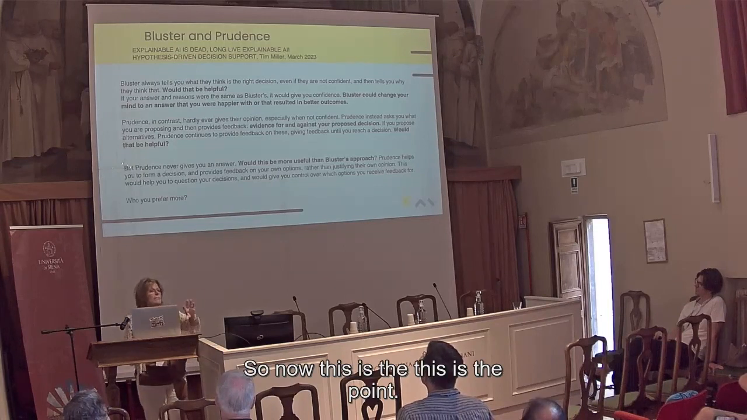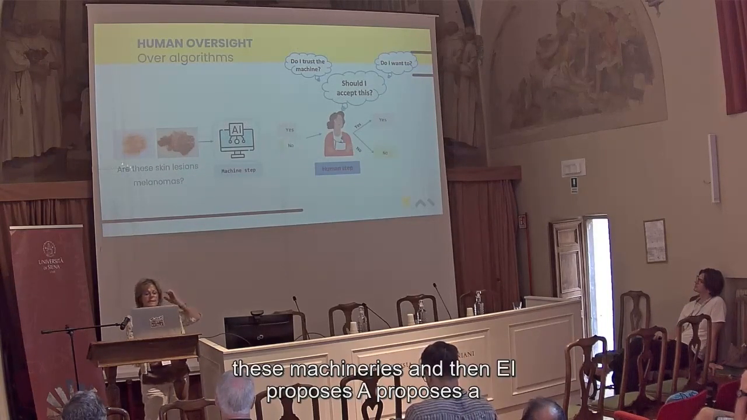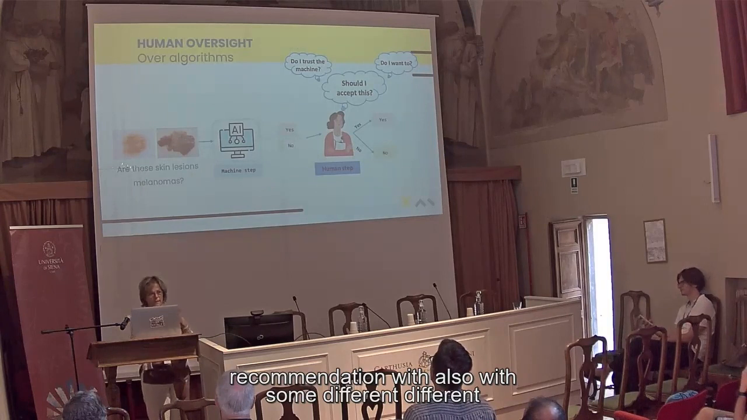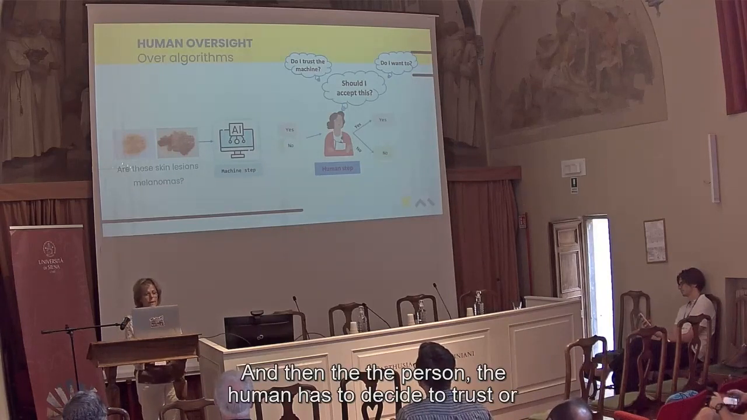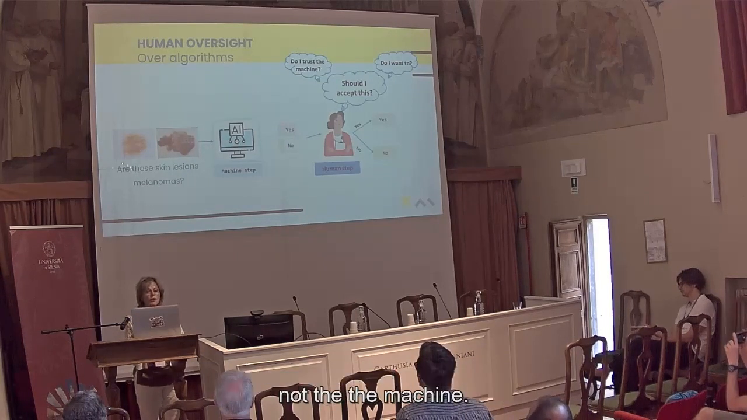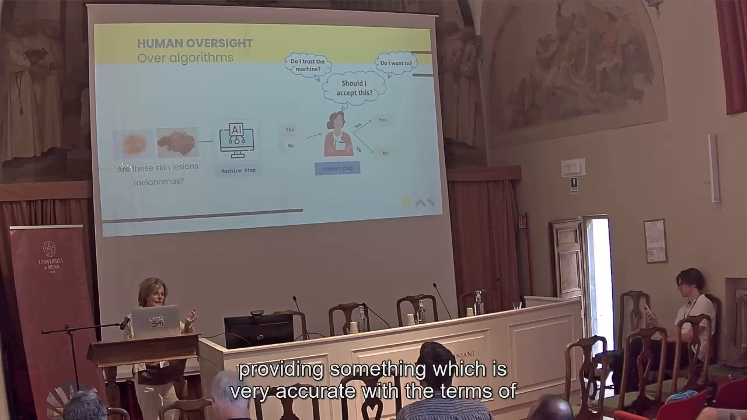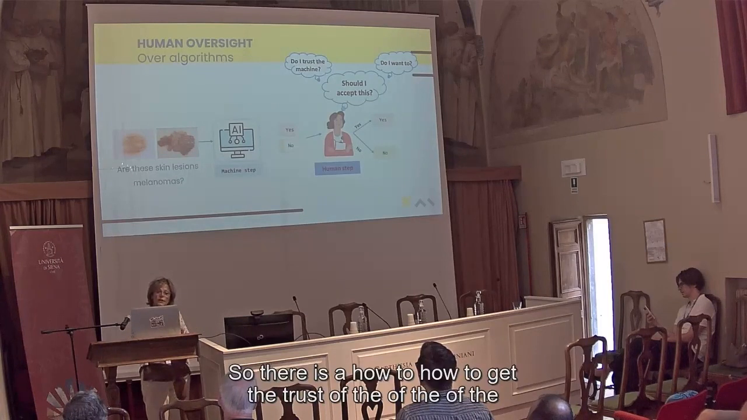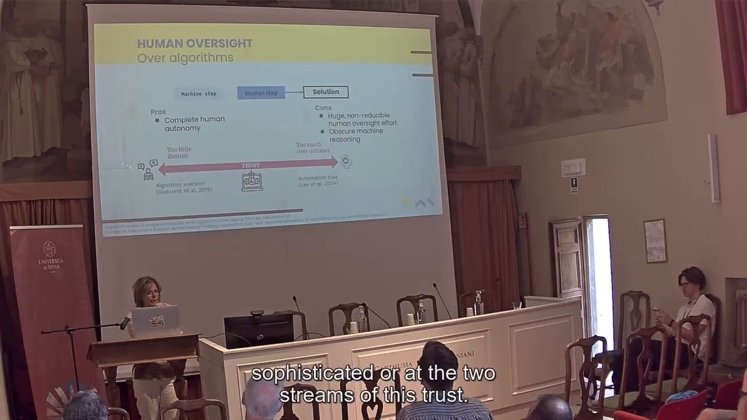So now, this is the point. The current situation is that we build all these machineries, and then AI proposes a recommendation, with different probabilities, a confidence in the recommendation, and then the human has to decide whether or not to trust the machine. That means there is something more apart from providing something very accurate in terms of the accuracy that we are capable of measuring so far. There is how to get the trust of humans, because trust is something very sophisticated.